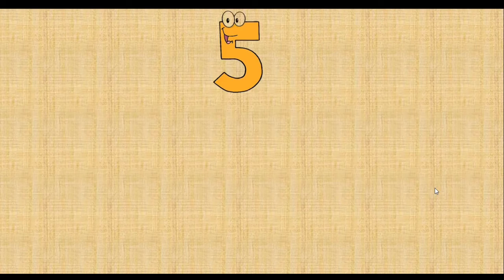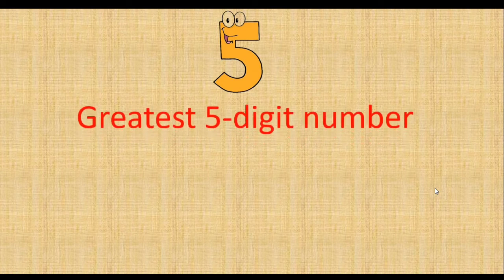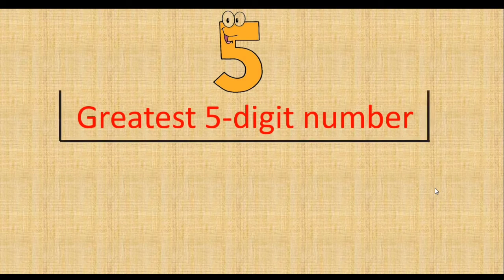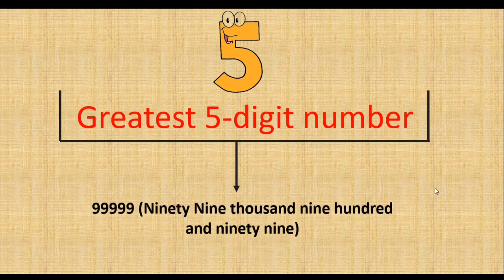If we move on in the same manner, we get the next greatest number as well in the same way. Here the next greatest 5-digit number is 99999, which is read as 99,999. Yes, you guessed it right. It is read as 99,999.